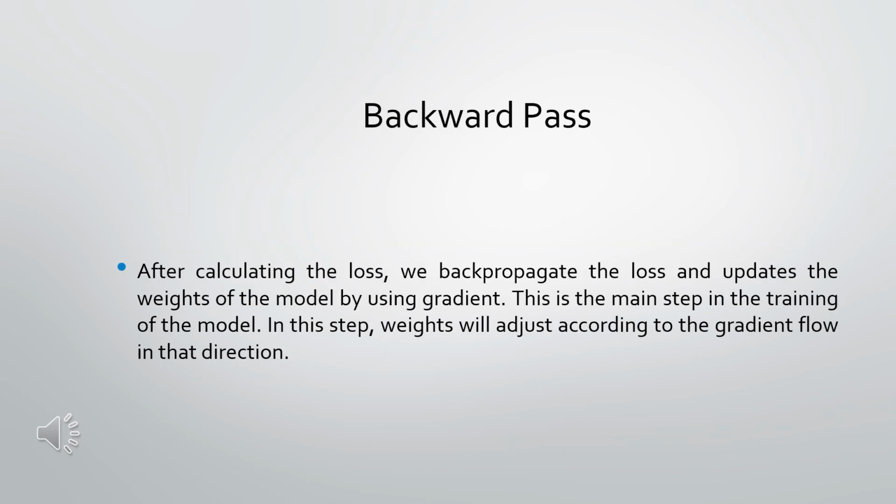The last step we have is the backward pass. After calculating the loss, we backpropagate the loss and update the weights of the model by using the gradients. This is the main step in the training of the model. In this step, weights are adjusted according to the gradient flow in that direction.